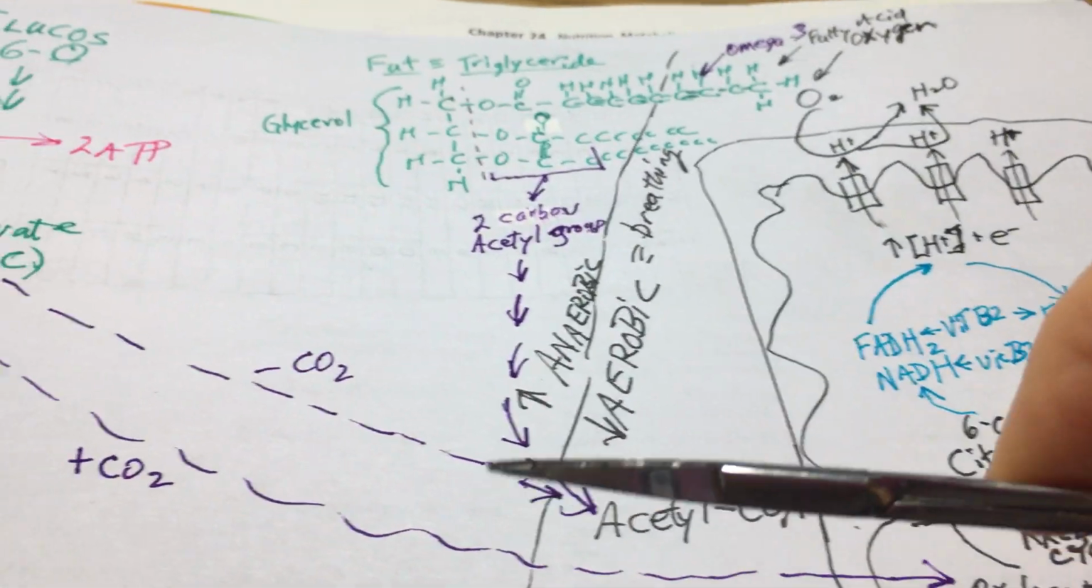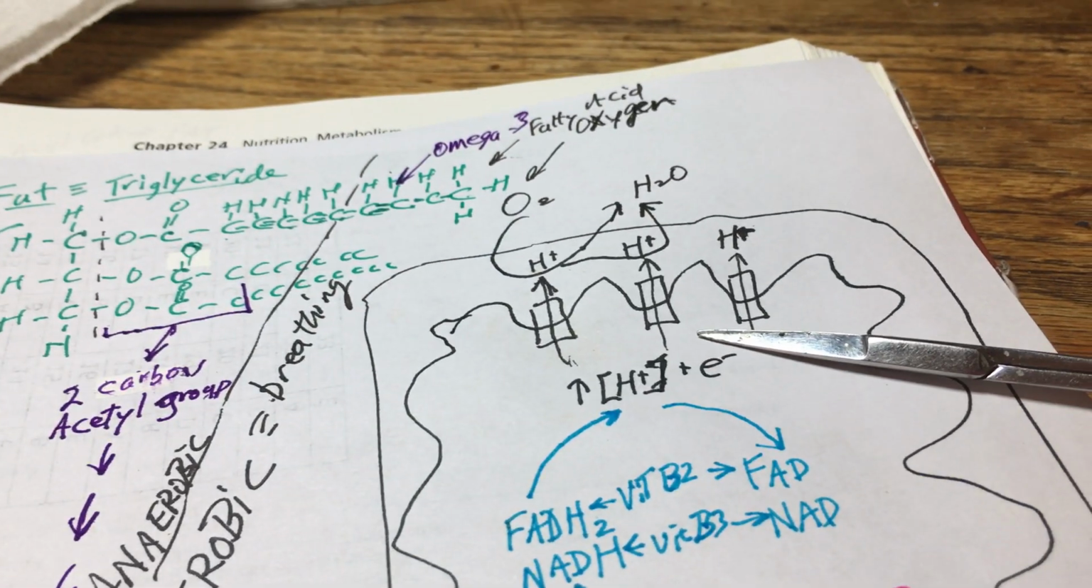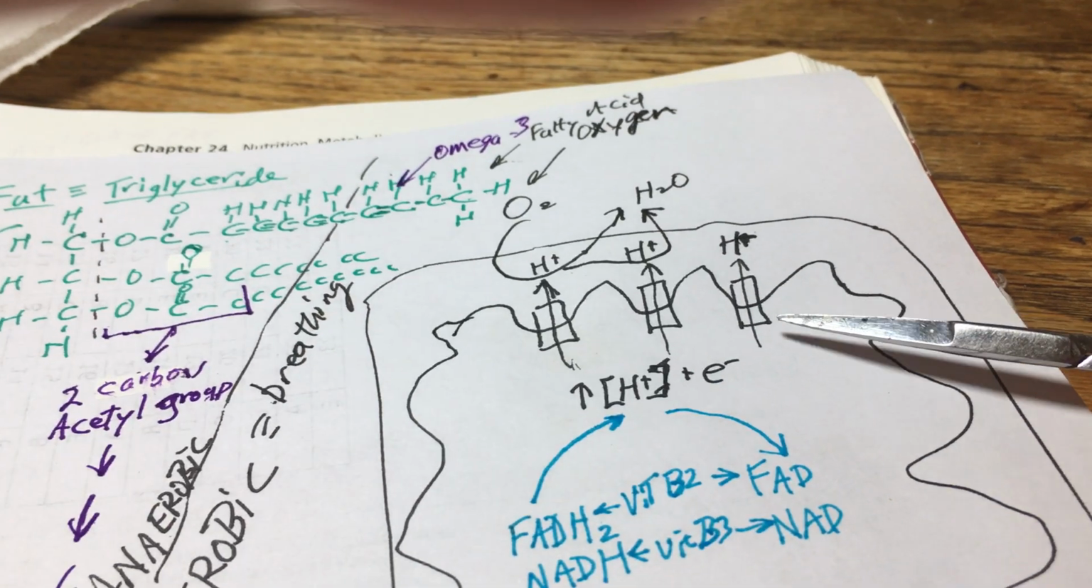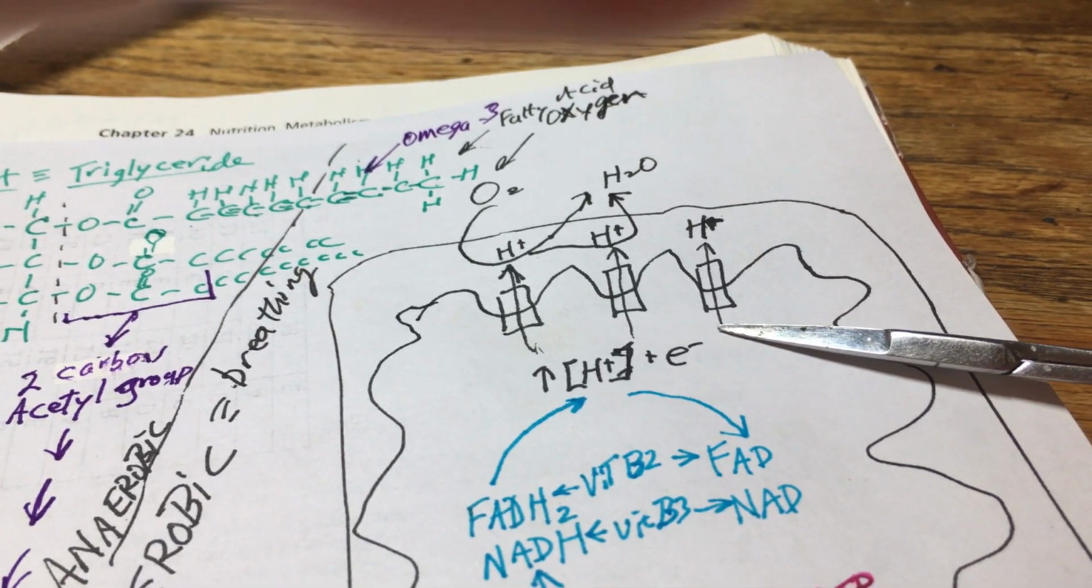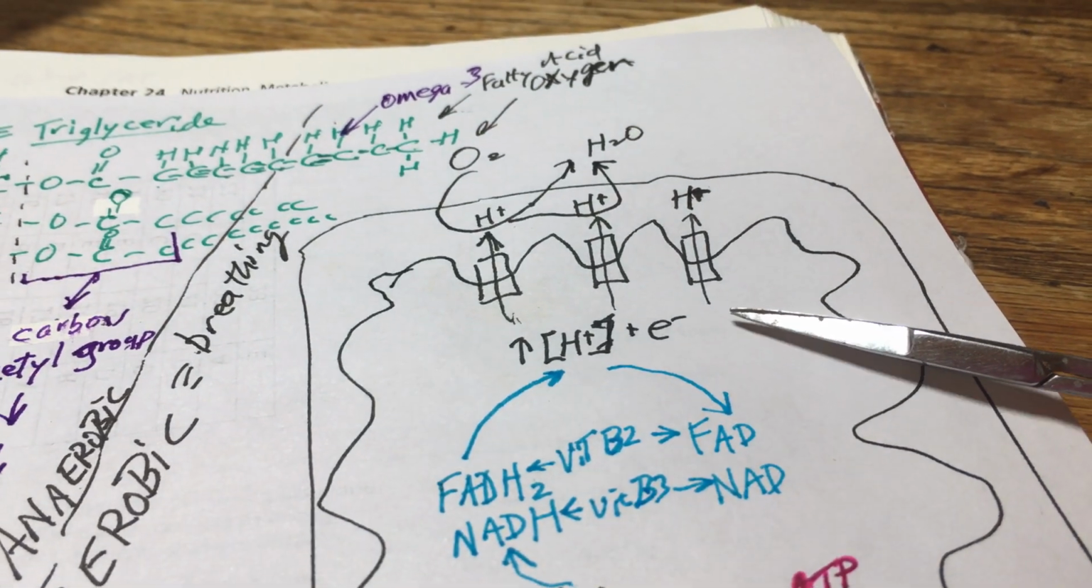I had 2 ATPs here. I had 2 ATPs here. I have 34 ATPs here. How much do I have total? I have a total of 38 ATPs. I need you to know that, right?